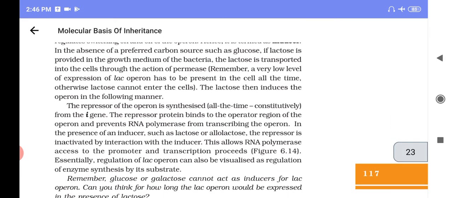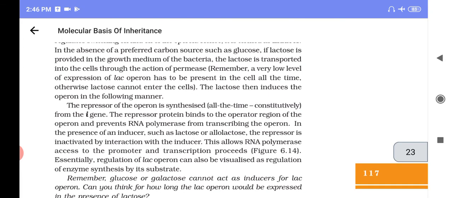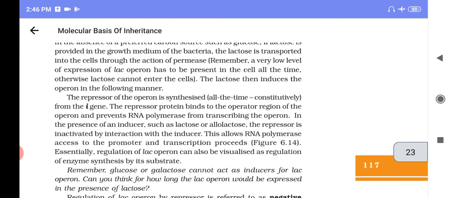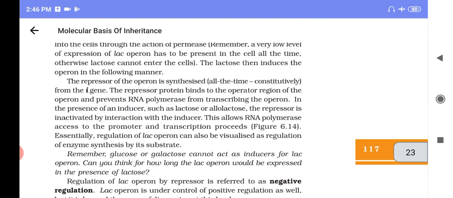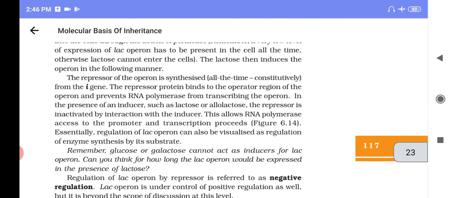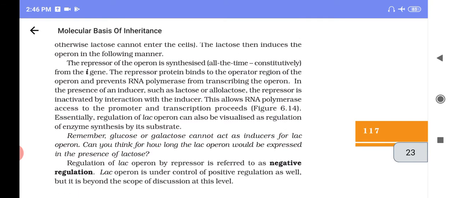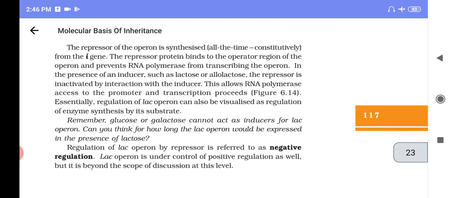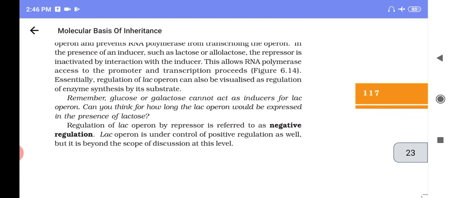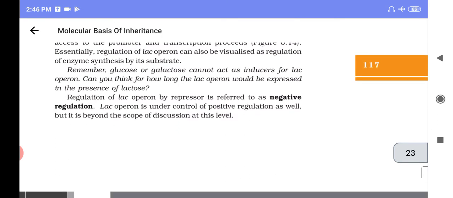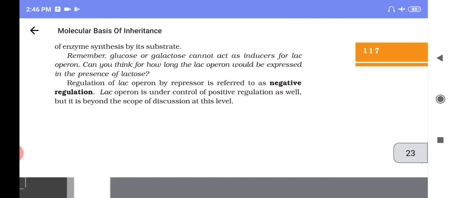The repressor of the operon is synthesized all the time constitutively from the i gene. The repressor protein binds to the operator region of the operon and prevents RNA polymerase from transcribing the operon. In the presence of an inducer such as lactose or allolactose, the repressor is inactivated by interaction with the inducer. This allows RNA polymerase access to the promoter and transcription proceeds. Essentially, regulation of the lac operon can also be visualized as regulation of enzyme synthesis by its substrate. Regulation of the lac operon by repressor is referred to as negative regulation. The lac operon is under control of positive regulation as well, but it is beyond the scope of the discussion at this level.